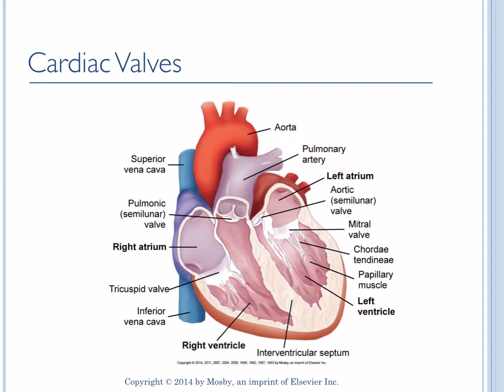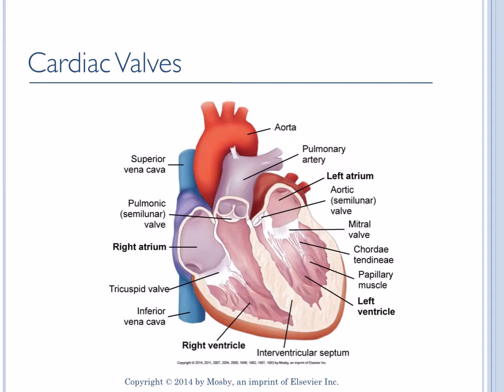The right AV valve is the tricuspid valve. The left AV valve is the bicuspid or mitral valve. The valve between the right ventricle and pulmonary trunk is the pulmonary semilunar valve. The valve between the left ventricle and the aorta is the aortic semilunar valve.